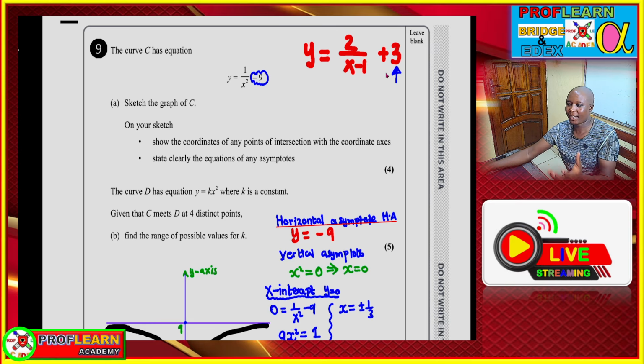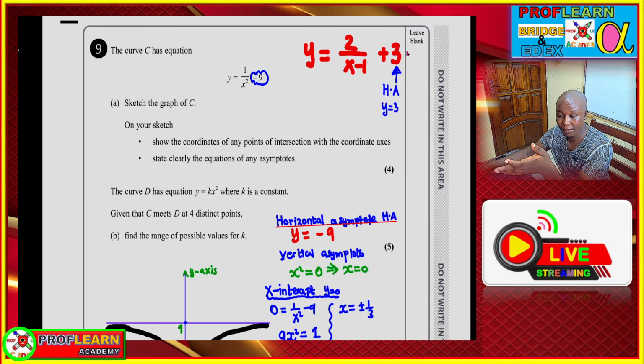So this part here, if there is a number added to this kind of function, is going to give you the horizontal asymptote. Meaning the horizontal asymptote is going to be y equals 3. If you are given an expression 2 over something plus something or minus something, you take that number that is there, you equate it to y. But if nothing is added, maybe you have y equals 2 over x minus 1, then at that point the horizontal asymptote becomes y equals 0.